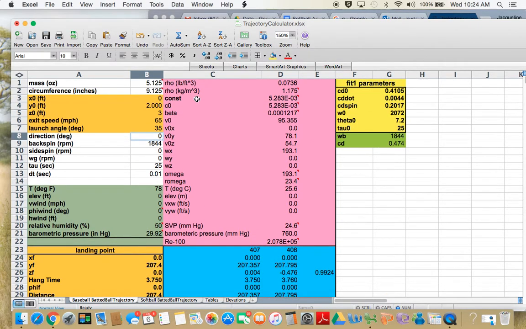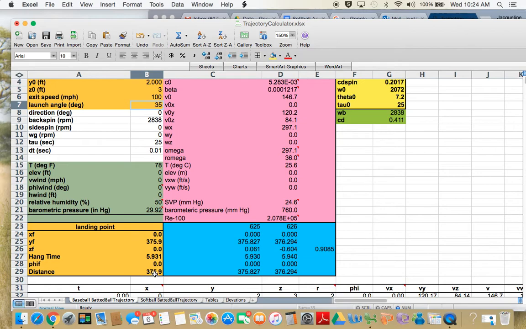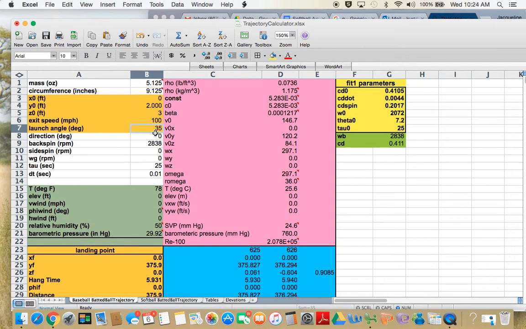So if we just change these exit speed and launch angle numbers, let's say that I wanted to hit the ball 100, and I wanted to hit that at a 35-degree launch angle. If I were to do that, that's going to result in a hit that's 375 feet. Now, I could change this backspin number a little bit, and that would result in some different stuff. But just so you guys have an understanding of basic neutral atmospheric conditions, this is what we're looking at.